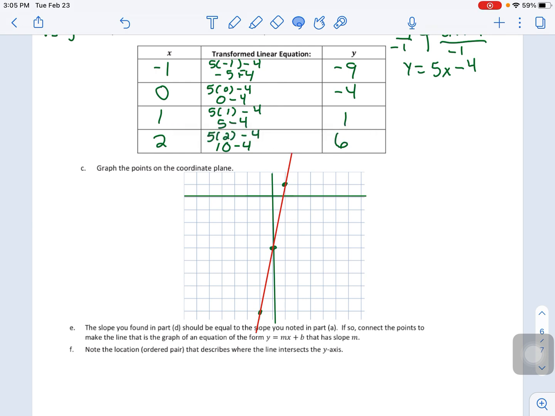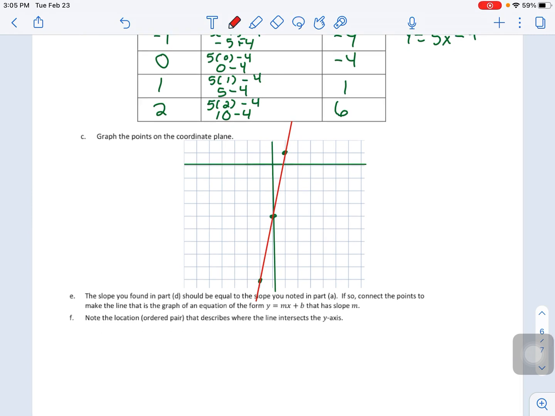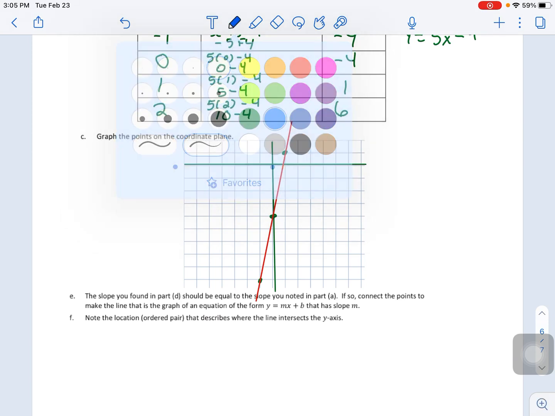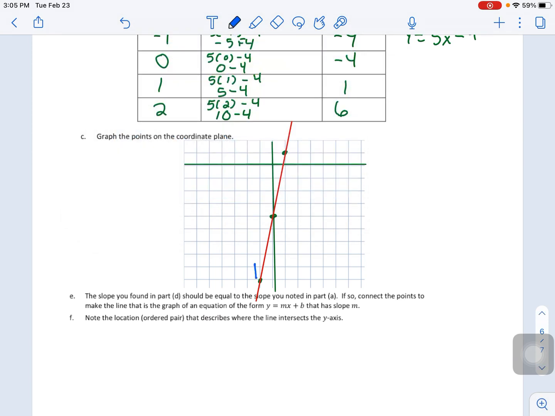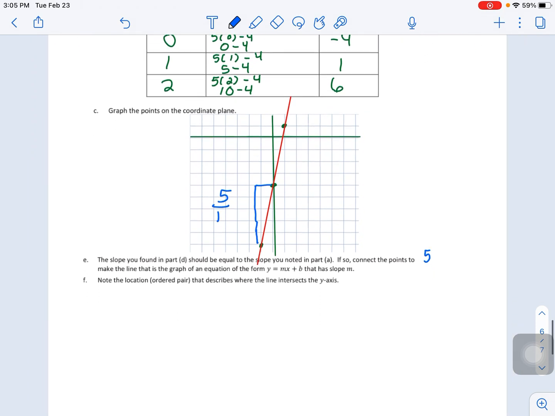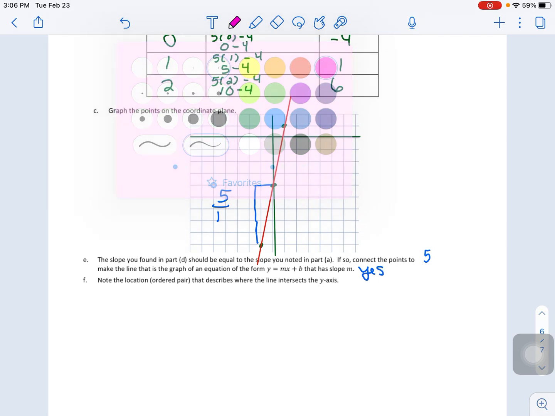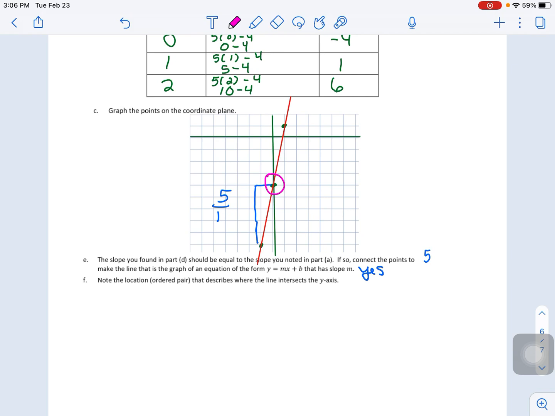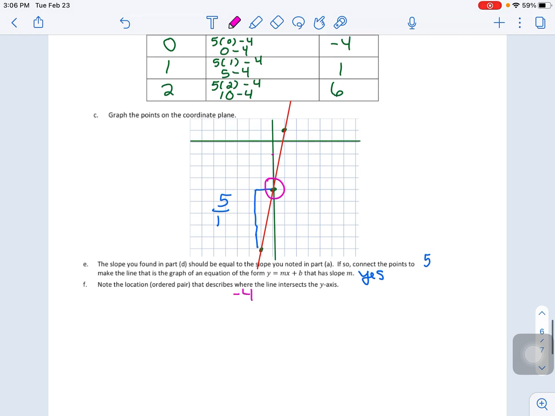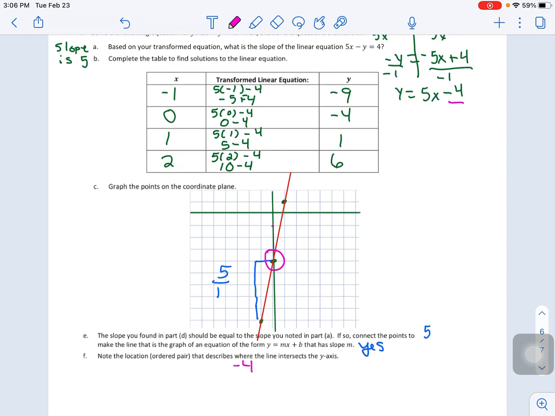Once I have that, then we are going to look up and count what the slope is. So I'm going to go from dot to dot, up 1, up 2, 3, 4, 5, and write 1. So my slope is 5, and is it the same? Yes. And where does the y-axis fall? Right there at 1, 2, 3, 4, at a negative 4, like my problem right there.